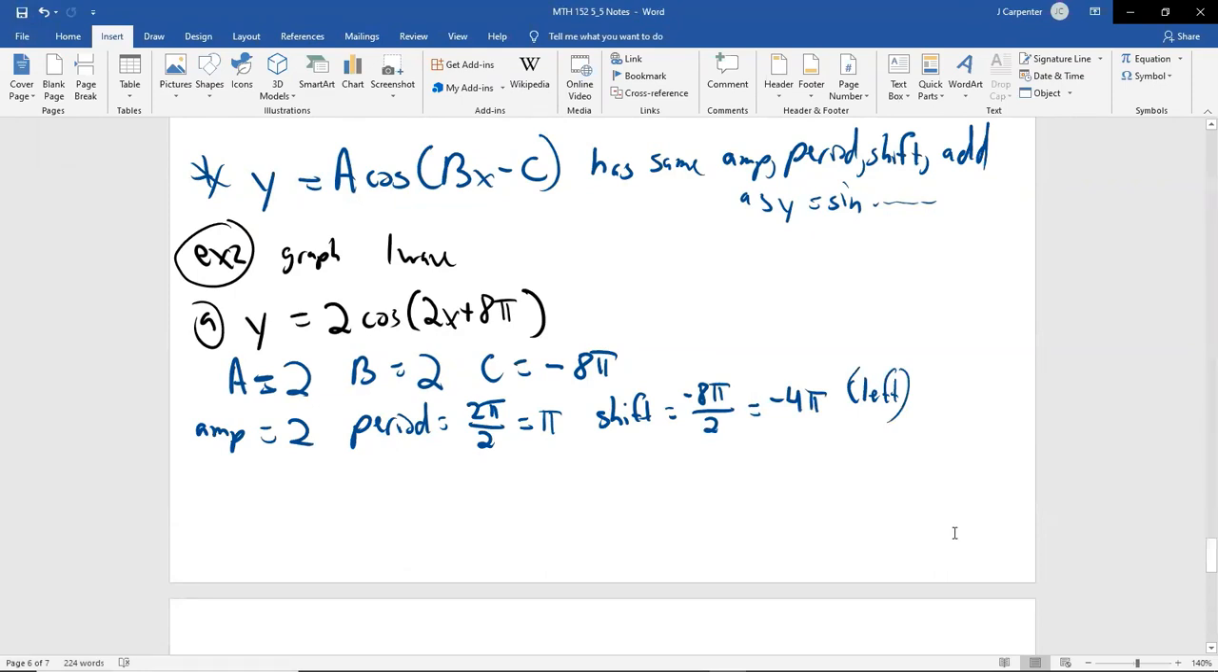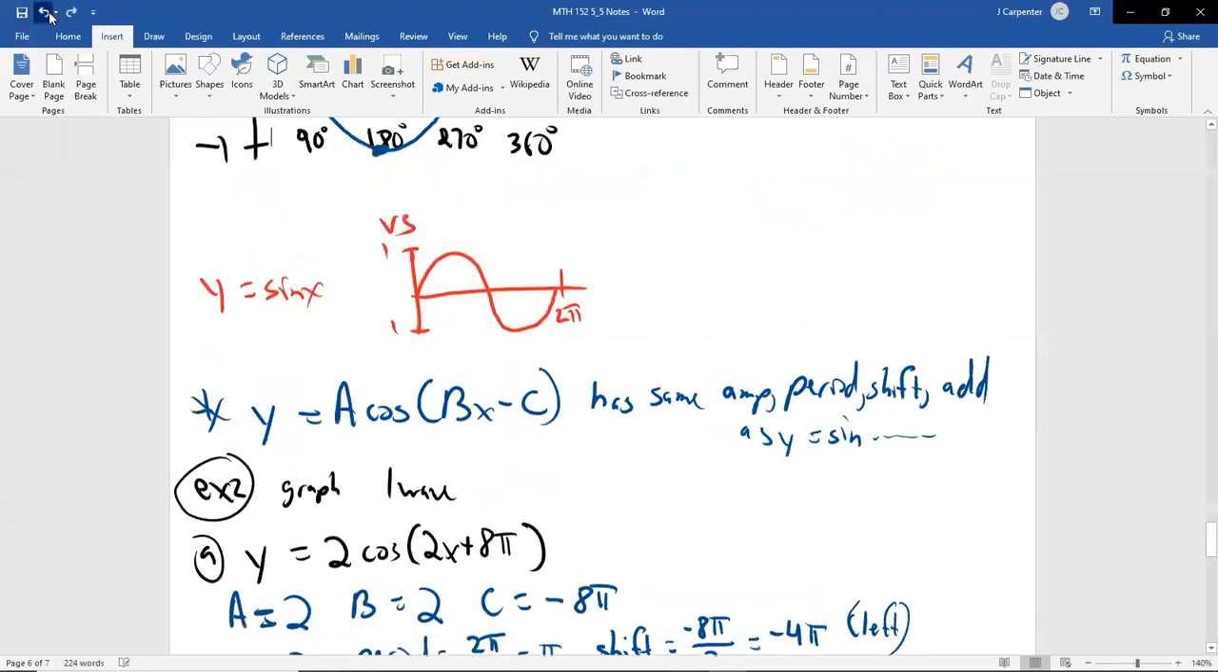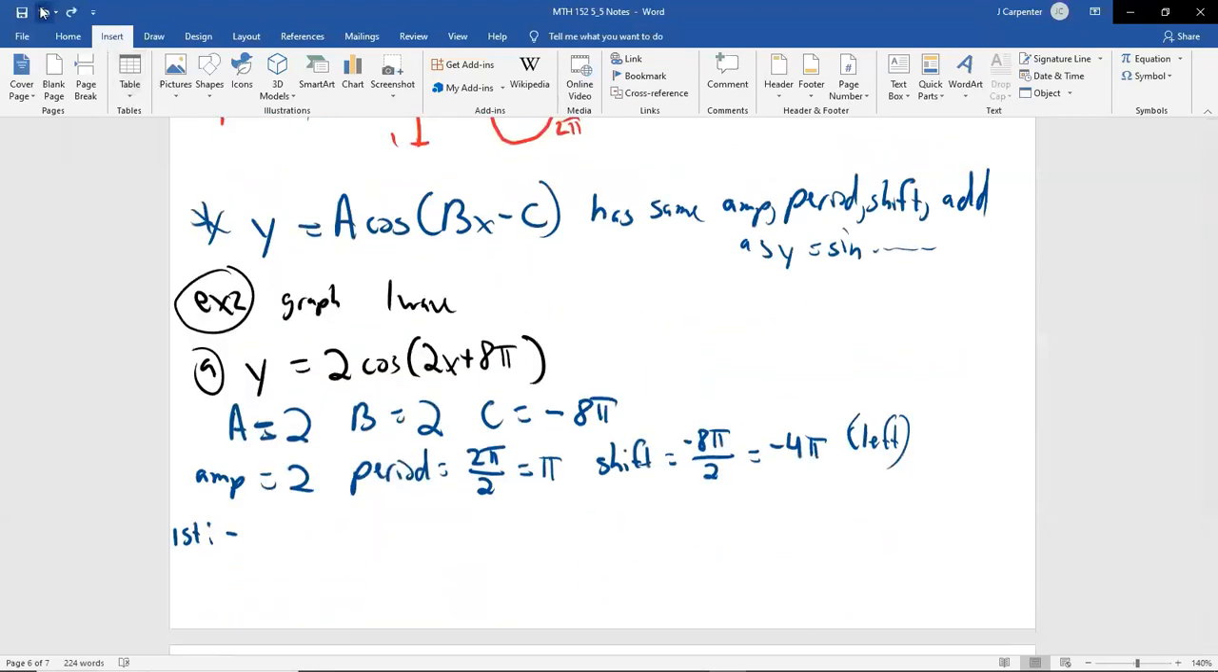So we need to first find the x values, which means we start with the shifting value. The first point should be negative 4 pi. X1 equals negative 4 pi.